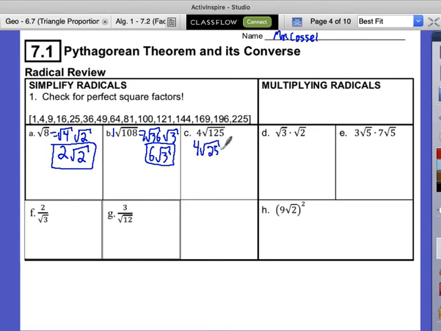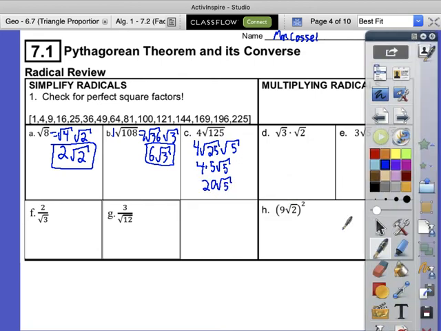How many times does 25 go into it? 5 times. 4 times the square root of 25 times the square root of 5. What is the square root of 25? 5. 4 times 5, because these are multiplying, they're still multiplying now, and it's a normal number, times the square root of 5 is still hanging out there. What is 4 times 5? 20. Square root of 5, and that's as simplified as we can get, because we cannot simplify the square root of 5 anymore.